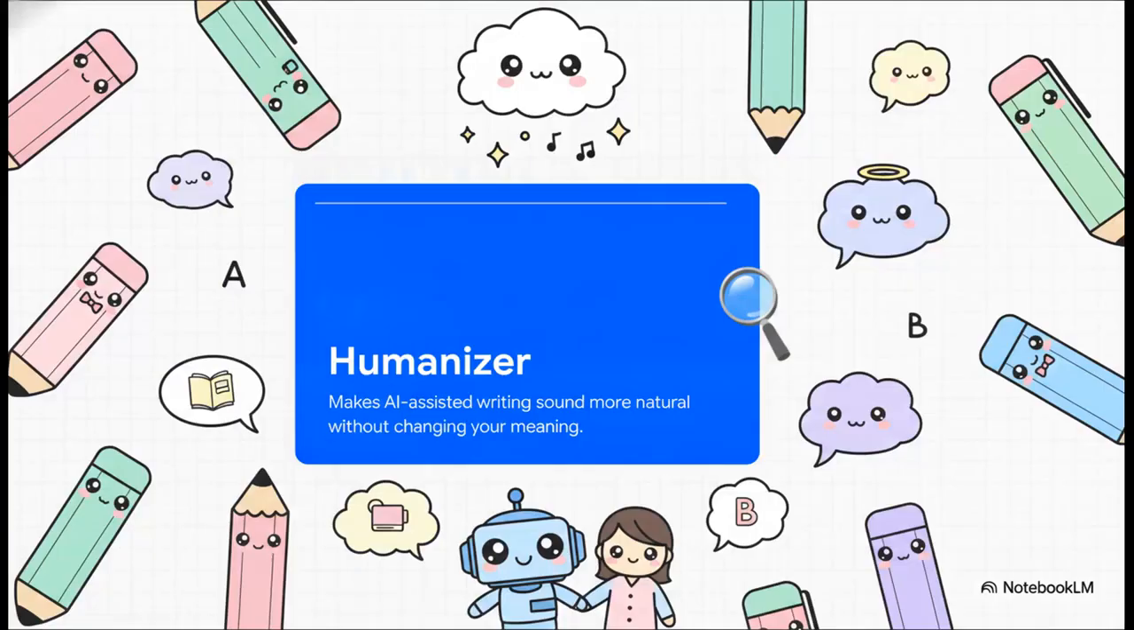Now, if you are using generative AI to help build your outline, this specific agent, the Humanizer, is an absolute must. It strips away that stiff, robotic tone that sometimes creeps in. It makes your writing sound natural and engaging, and most importantly, ensures it still genuinely sounds like you.